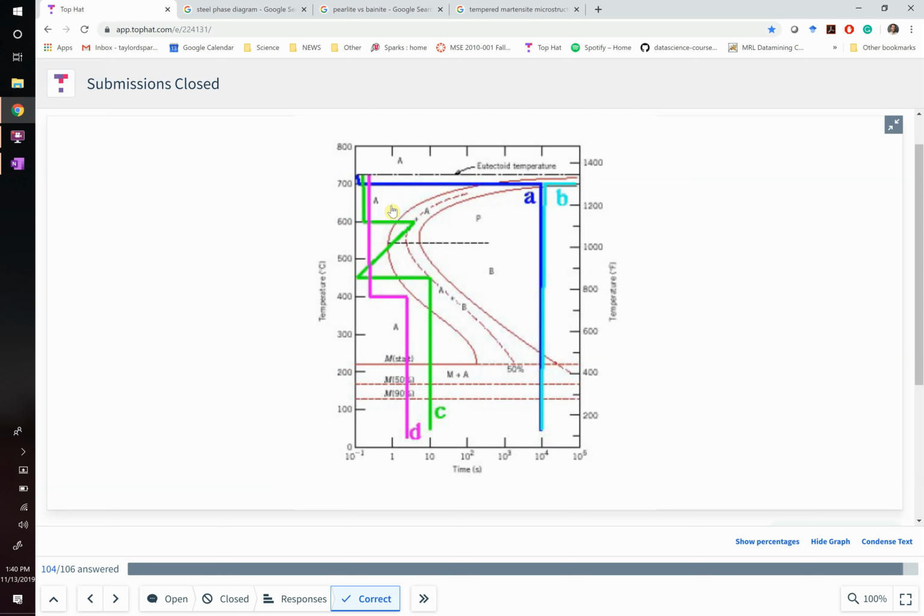But so this green line wouldn't actually happen in life because it goes back in time? So the time thing's tricky. Think about it like this. Like you literally took it from one furnace into another.